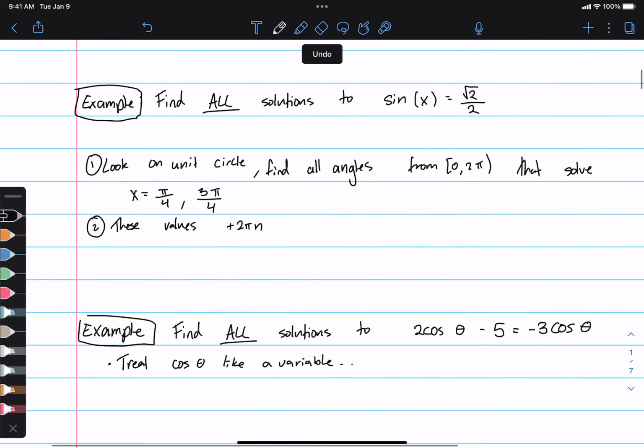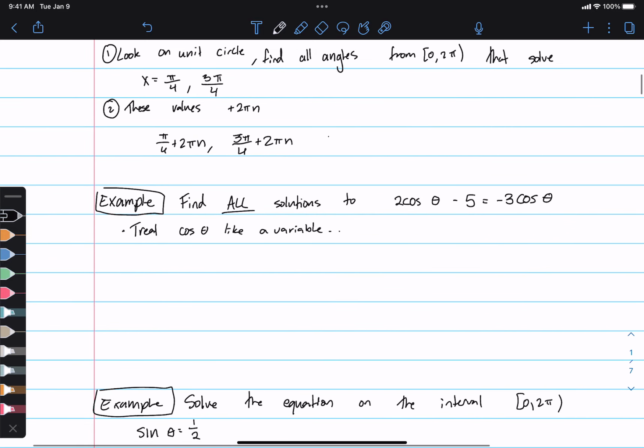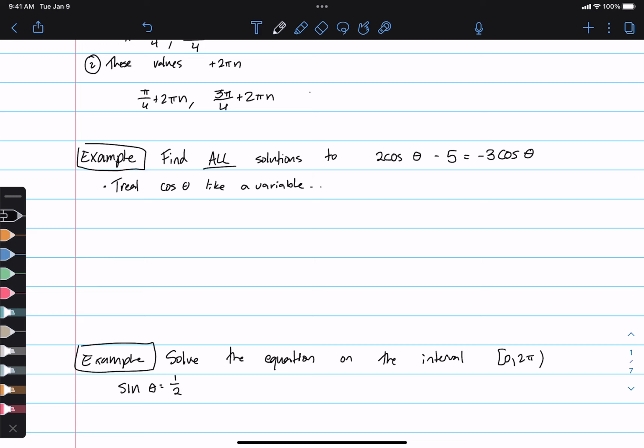So we know that all solutions are going to be these values plus 2 pi n. So pi over 4 plus 2 pi n, and 3 pi over 4 plus 2 pi n. And if you put that in Pearson, it's going to be happy with you, and you're going to get the question right. So let's do another example, but a bit more complicated.